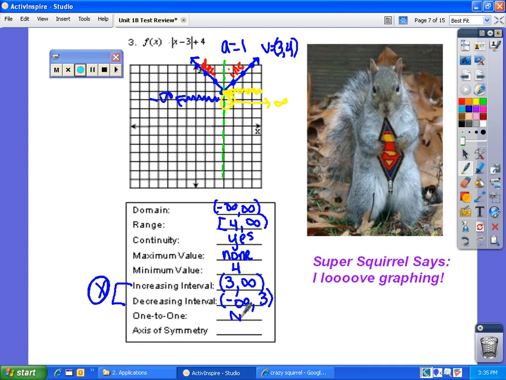It is not one-to-one because it doesn't pass the horizontal line test, and there is an axis of symmetry. Notice that this green line here goes through the x-axis and it crosses the x-axis here at x equals 3. So that is the name of our line. Remember, axis of symmetry is only for parabolas and absolute value graphs. And it's the line that cuts through the middle.